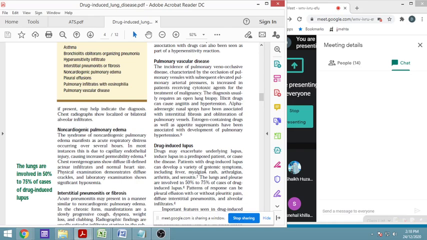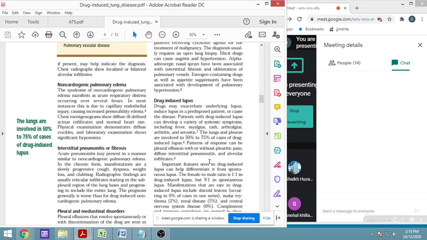Then another cause they are causing is interstitial pneumonitis or fibrosis. This is another one, where there is inflammation, and these are slowly progressing cough, dyspnea, weight loss and clubbing. We can have an X-ray here, and the X-ray can suggest what kind of problem it is.